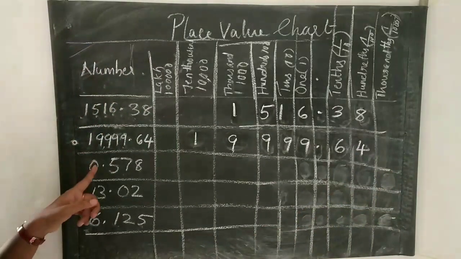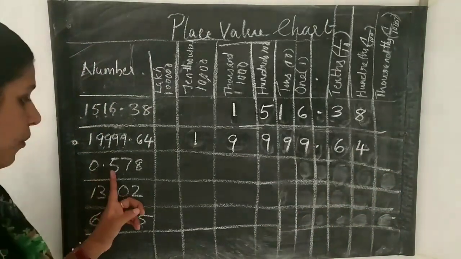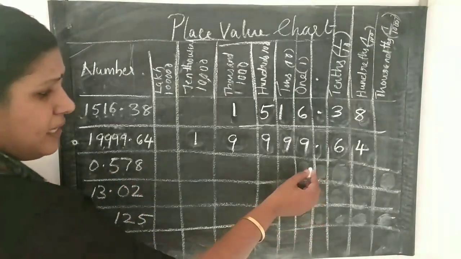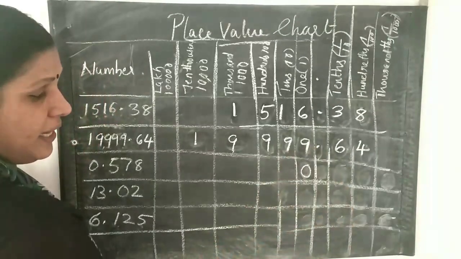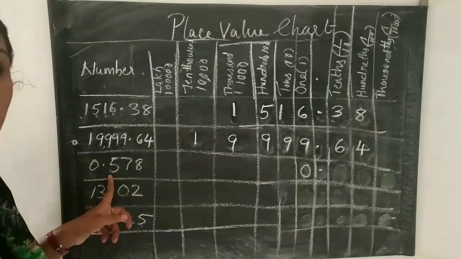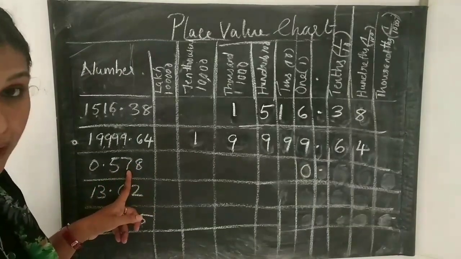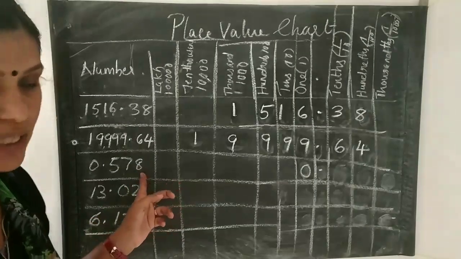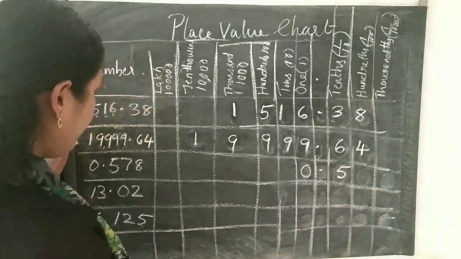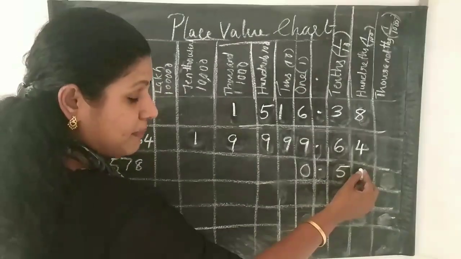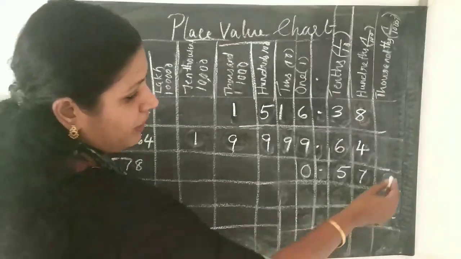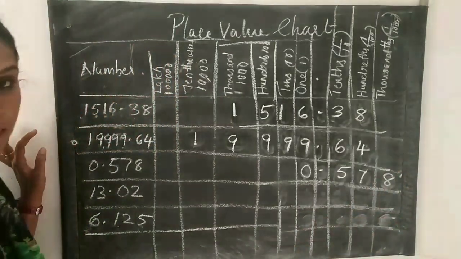Our third question is 0.578. The 0 is no need to write. If you need, you can write a 0 here and put a point here. Then 578. 5 is in 1 by 10, 7 is in 1 by 100, 8 is in 1 by 1000. So 5 is in the tenths place, so we write 5 here, and 7 in the hundredths place, so we write 7. 8 is in the thousandths place, so here we write 8.